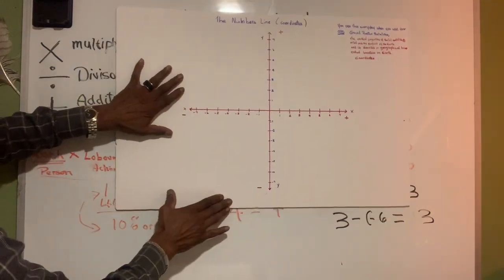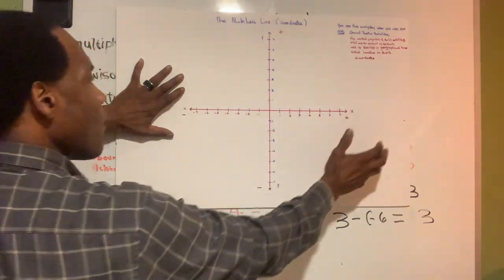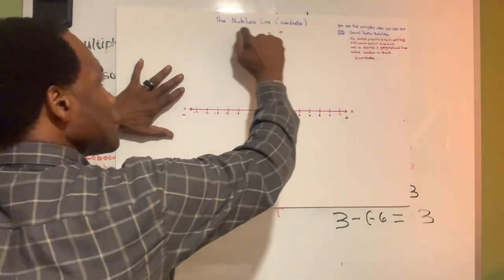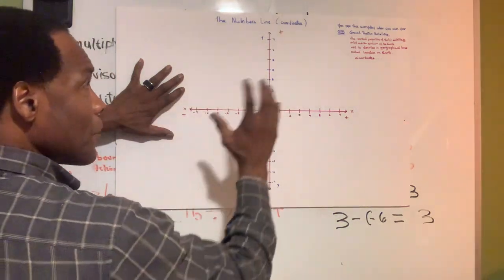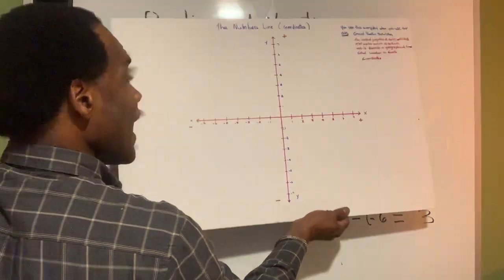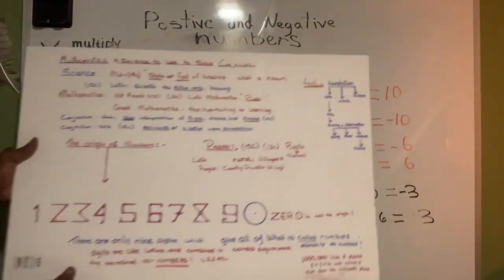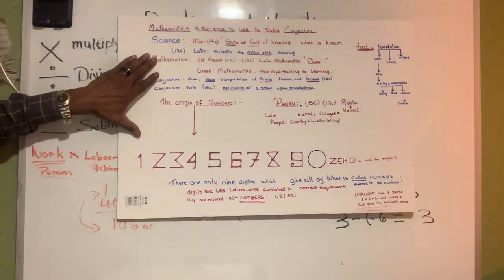What I did was prepare this for you, just so you can get a basic idea of what we're talking about when we're talking about positive and negative numbers using the number line. I'm going to show you how to use this in another episode, because this is not really what I want to get at. What I really want to get at is to explain to you what numbers are all about.